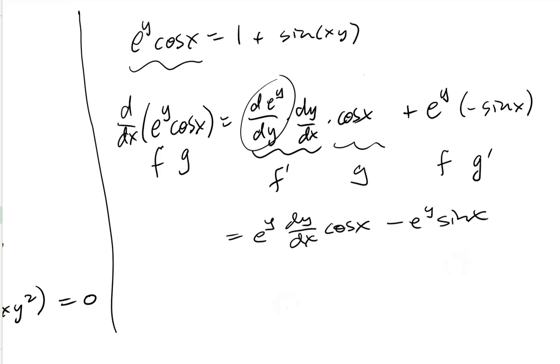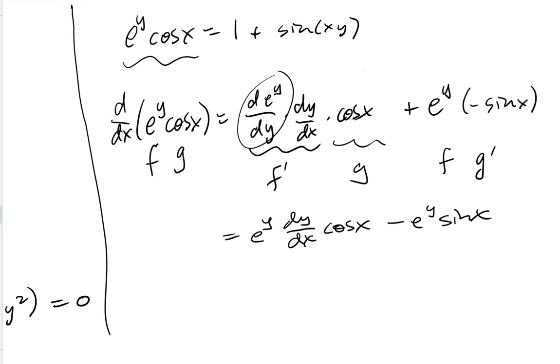In fact, we shouldn't. So then the derivative of 1, that's just going to be 0. And then the derivative of sine of xy. Let's pull this down and take the derivative of that. So I'm doing each part separately. So the derivative with respect to x of sine of xy.